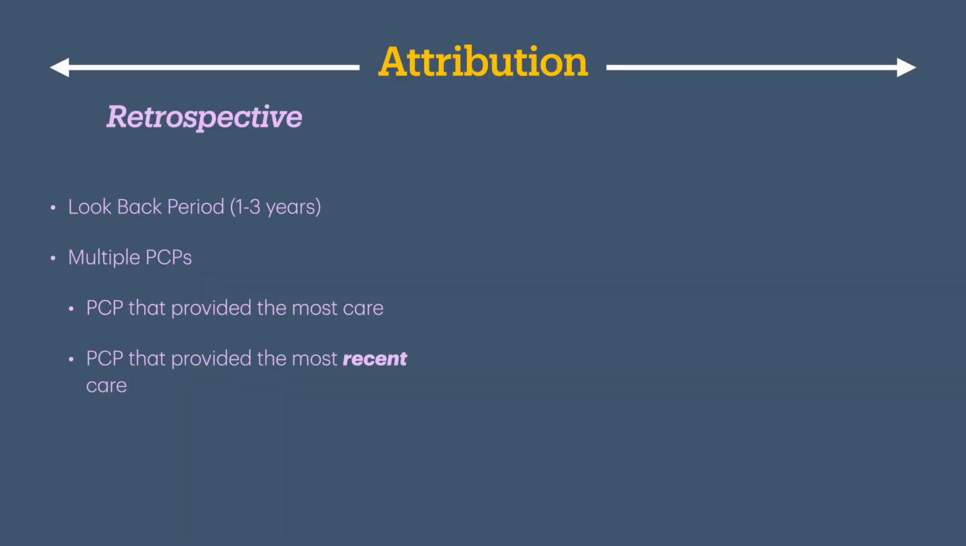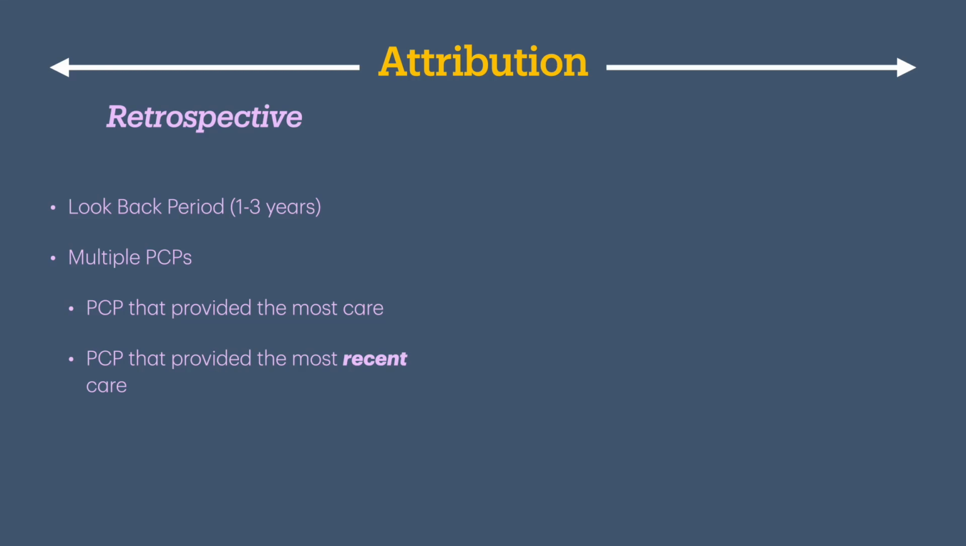Retrospective attribution looks at which PCP provided care in the past within a defined time period, that is, a look-back period. Different insurance companies may use different look-back periods, and they generally vary from 1 to 3 years. If a patient has had multiple PCPs in this look-back period, then the attributed PCP may be based on either the PCP that provided the most care, which in turn can be based on the number of visits or the total amount of money paid out to the primary care physician, or the PCP that provided the most recent care.